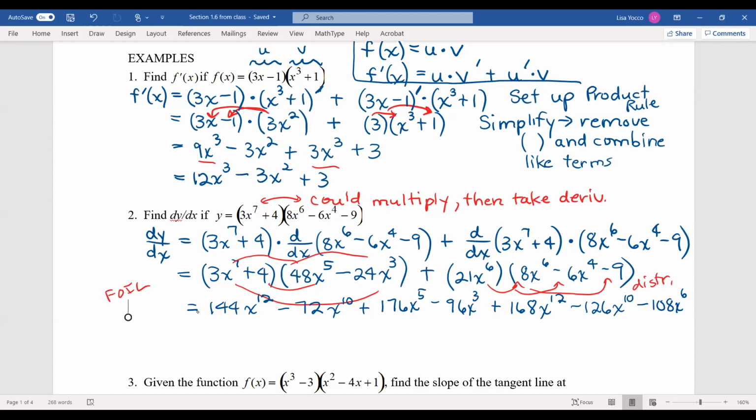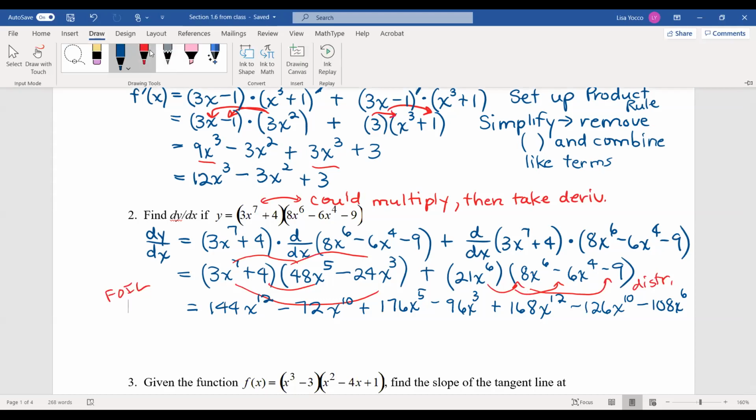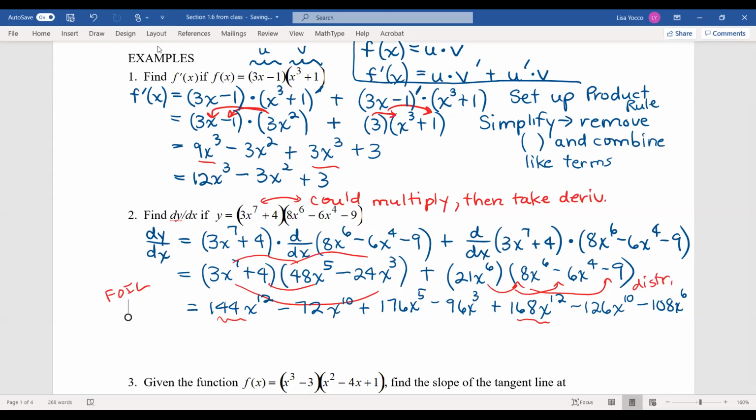Okay. All right, so like terms. This one and this one are 12th powers. So 144 and 168. Let's see, 12, 11. I think that's 312, and then x to the 12. I've got a minus 72 and a minus 126 x to the 10, so that's minus 198. Doing that in my head, so that's kind of scary.